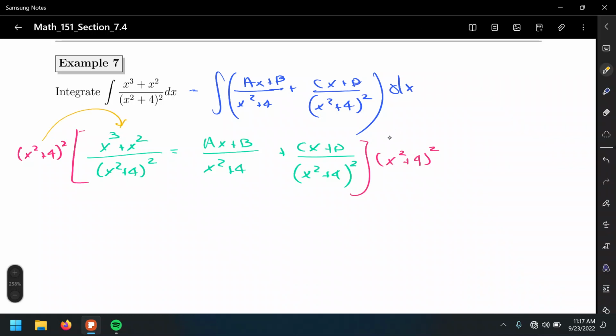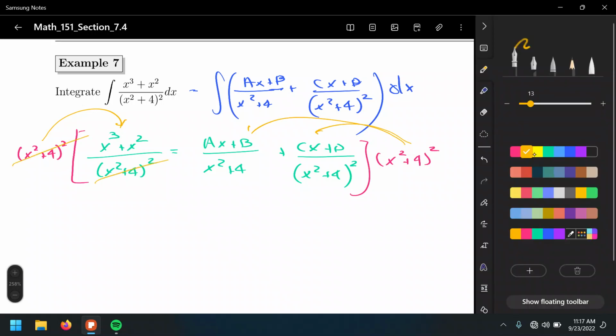Distribute, distribute, distribute. What happens? Cancel both of these, and that's going to leave us with x cubed plus x squared equals, when we distribute x squared plus 4 squared over the first term on the right-hand side of the equation, essentially we have an invisible power 1, and 2 minus 1, that's going to leave us with 1 power of x squared plus 4 times Ax plus B, x squared plus 4. And when we distribute over here, both powers of x squared plus 4 get canceled out, leaving us with Cx plus D.